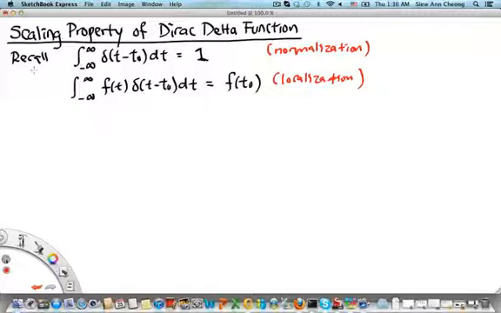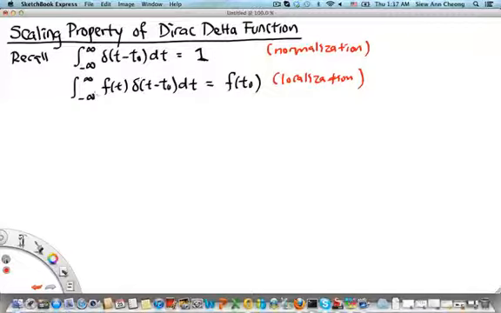Now let us recall that the Dirac delta function as a distribution is defined by two conditions. The first of which is the normalization condition, and that states that the integral from minus infinity to infinity of the Dirac delta function delta(t minus t naught), integrated with respect to time, is equal to 1. So this is the normalization condition.